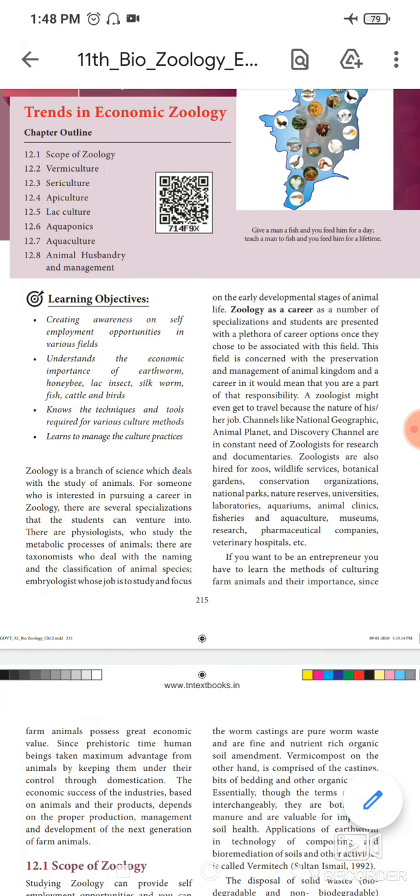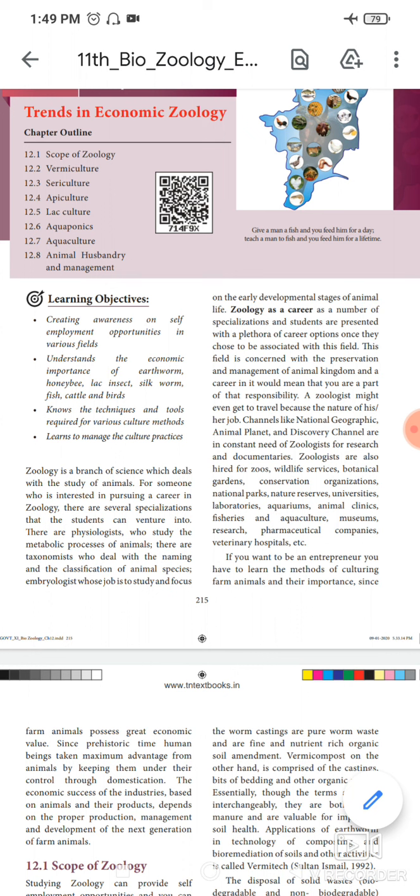Okay, today we see about the last lesson in the 11th standard Zoology, chapter 12, Trends in Economic Zoology. First, zoology is a branch of science which deals with the study of animals. For someone who is interested in pursuing a career in zoology, there are several specializations that the students can venture into.